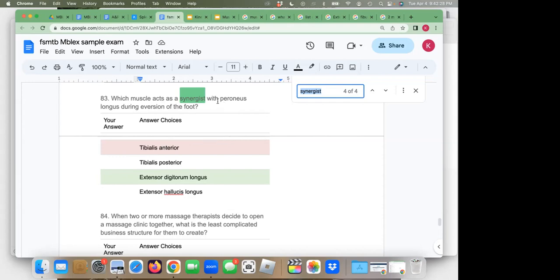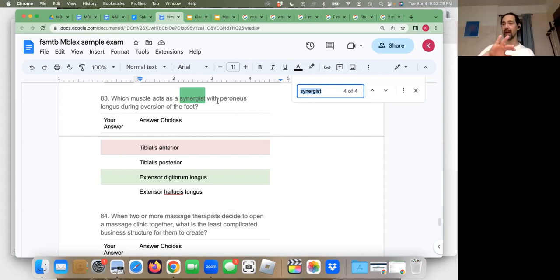Eversion is picking up the pinky side, the lateral edge of the foot. That's primarily the job of the peroneus group: peroneus longus, peroneus brevis, peroneus tertius. Which one do you think is a synergist for the peroneus muscle? Is it the tibialis anterior, the tibialis posterior, the extensor digitorum longus, or the extensor hallucis longus?